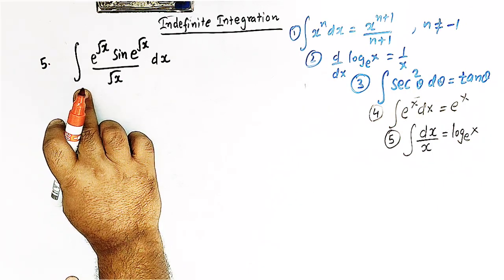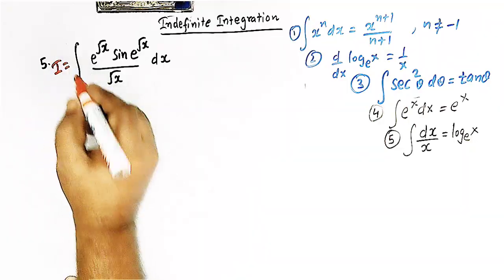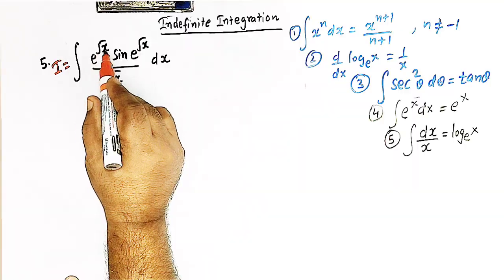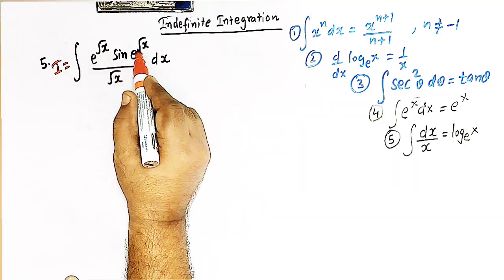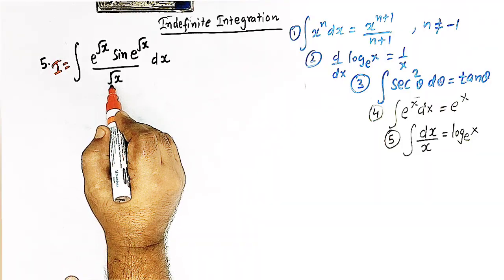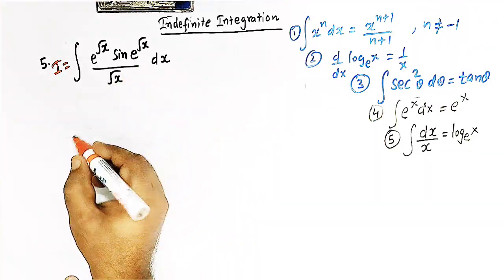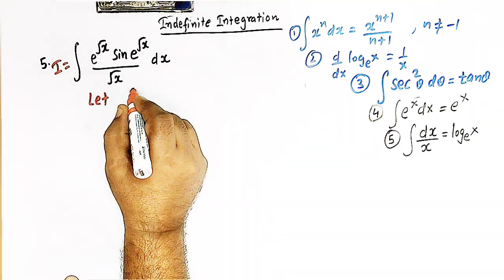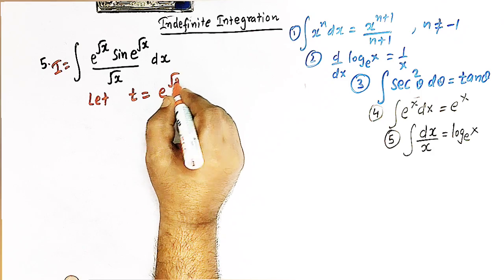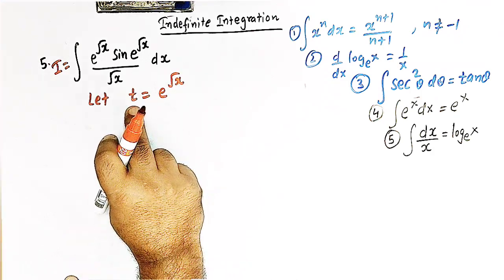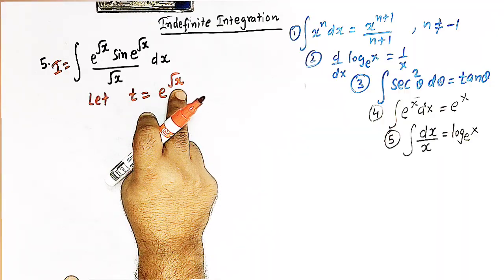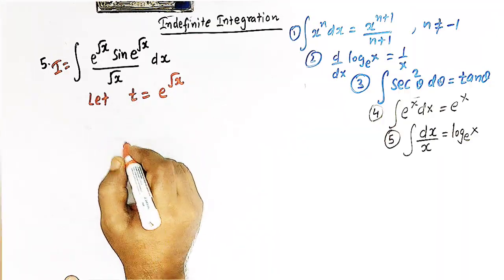Now consider this problem. Here we have to find out the value of this indefinite integral, that is e raised to square root of x, sine e raised to square root of x, divided by square root of x, right? So here what we will do, we'll assume t is equal to e raised to square root of x, right? So here we'll make this substitution, t is equal to e raised to square root of x. So let us differentiate t with respect to x.